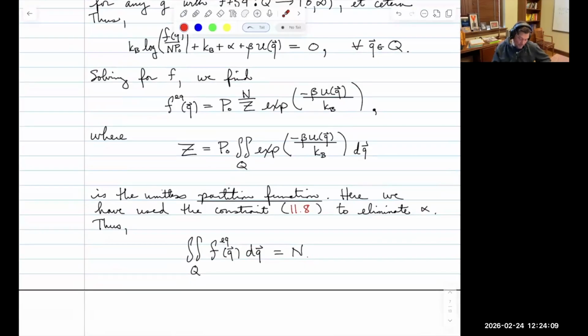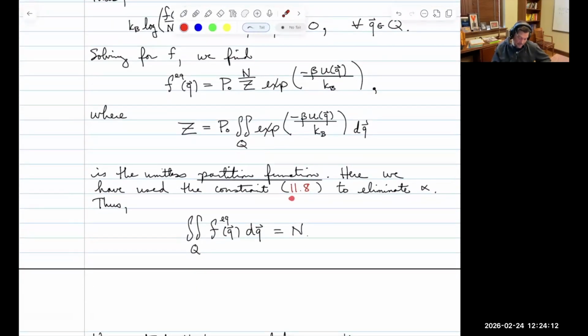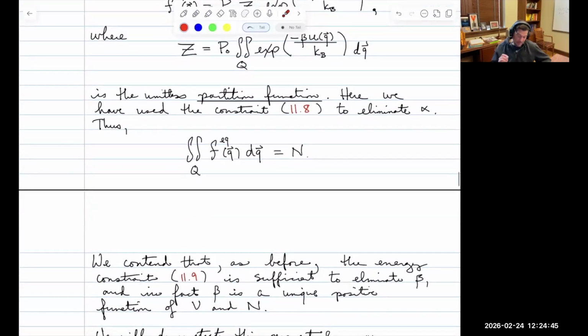So when I use the constraint 11.8 to normalize this value, that sets the value of Z to be exactly equal to this. Now, we need to check that Z has no units. We've already done this, right? So this has no units, so this has to have units that are inverse to the units here. These are units of volume of phase space. So this has units of 1 over volume of phase space. Okay, so now we've eliminated the mass constraint.